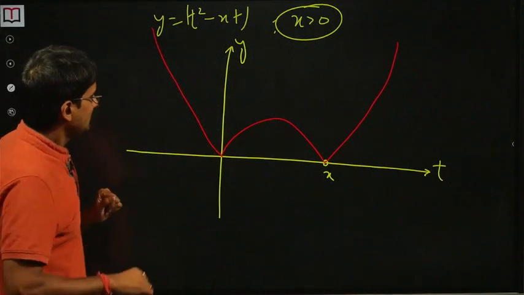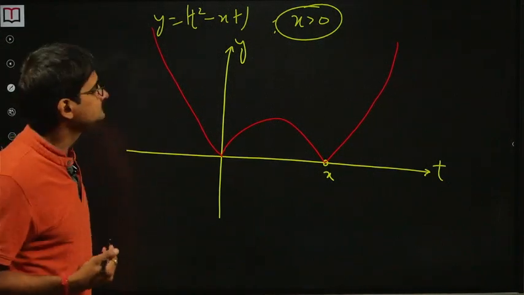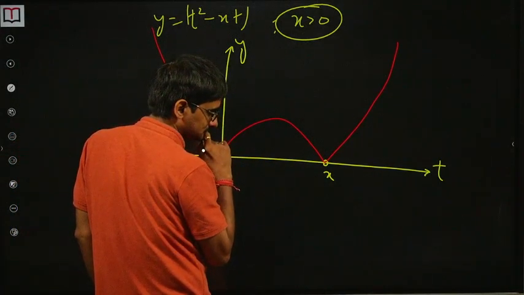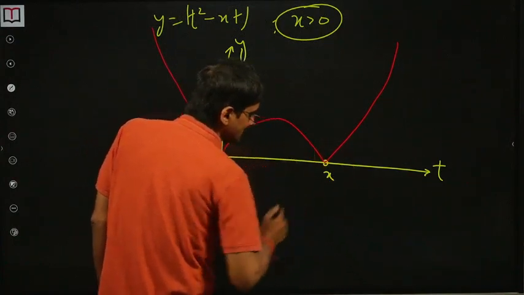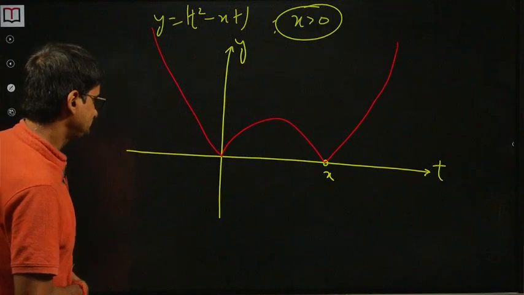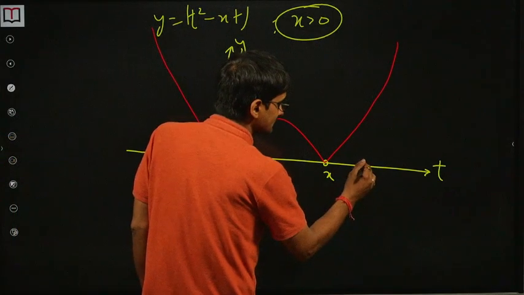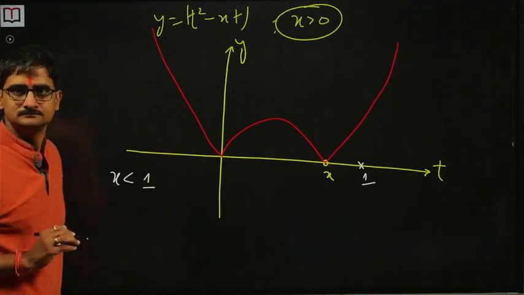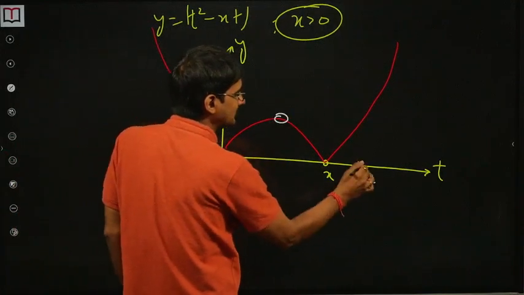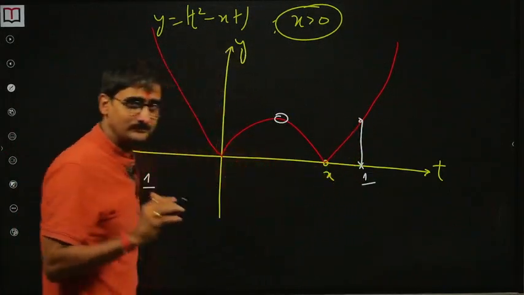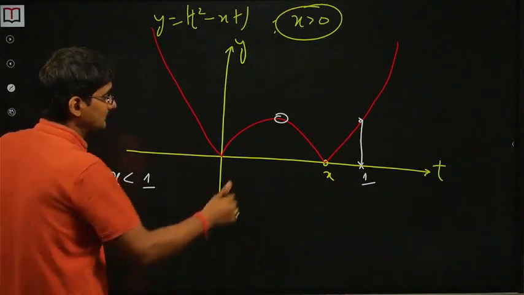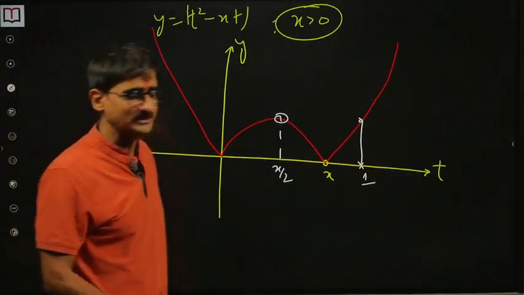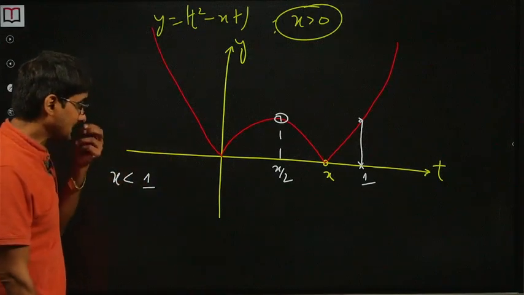Now, see, the maximum of this. Okay, what are the possibilities? 1 is greater, so x is less than 1. So either you have the maximum here or you have the maximum at 1. Only two possibilities. Now the vertex is at x/2. x is less than 1, so x/2 has to be less than 1.